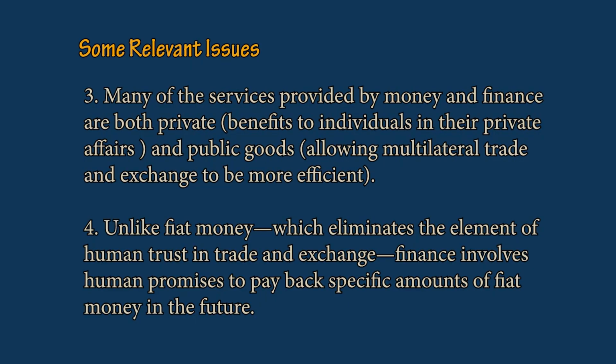Okay, the third point. Many of the services provided by money and finance are both private and public goods, right? Now, one more important and interesting thing. The fiat money, when you give somebody, let's say, a 100 rupee note, there is no issue of trust here because the currency has the signature of the central bank's governor. The state, in turn, actually is guaranteeing us that the value is there in that particular thing. It will not lose its value. But in case of finance, the issue of trust is brought back because it's like a promise. Finance involves human promises to pay back specific amounts of fiat money in the future.